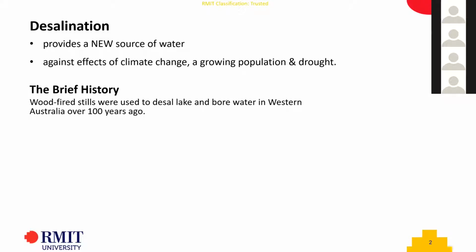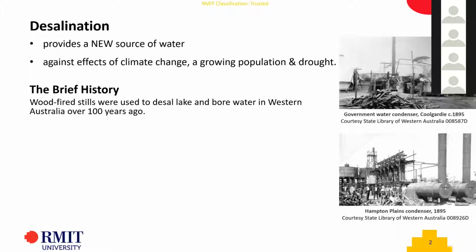A little bit of history about desalination. In Australia, people used wood-fired distillation for providing drinking water. For example, in Western Australia, distillation equipment was used to produce drinkable water for the miners on the gold fields. That was over 100 years ago. This is basically a thermal method, using distillation.